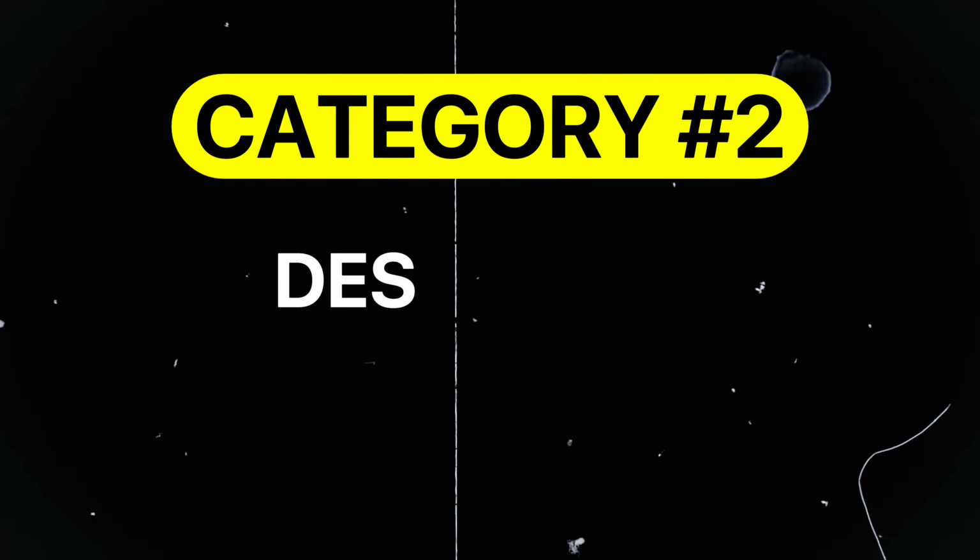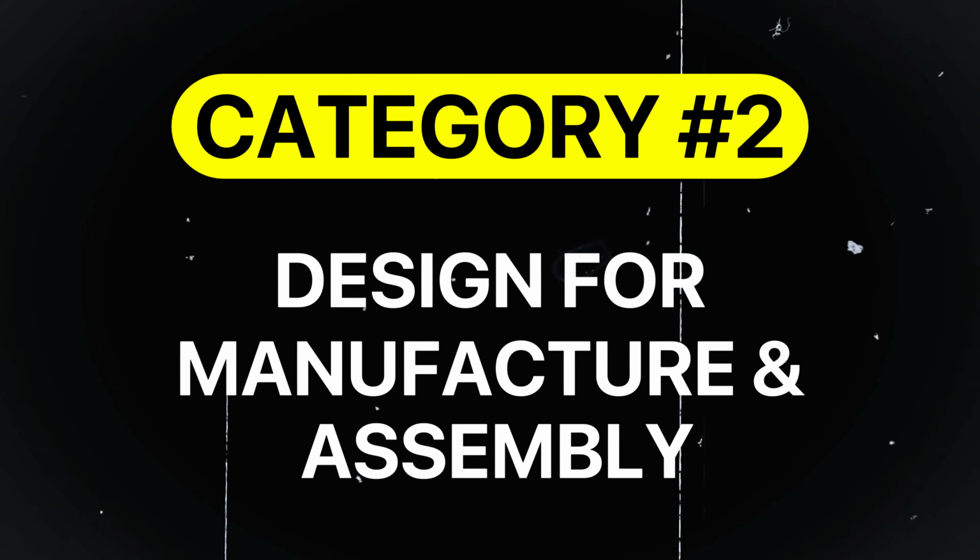Now, the second category of mistakes is design for manufacture and assembly, or DFMA. As the name implies, these mistakes make the design harder, slower, or more expensive to manufacture and assemble. Now, DFMA is massive. It's a whole philosophy that touches every aspect of product development, but I'll try to cover some of the most common mistakes that engineers make in this video.